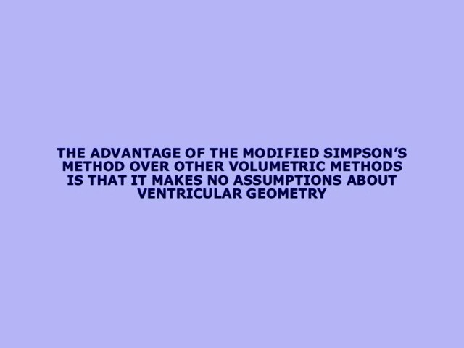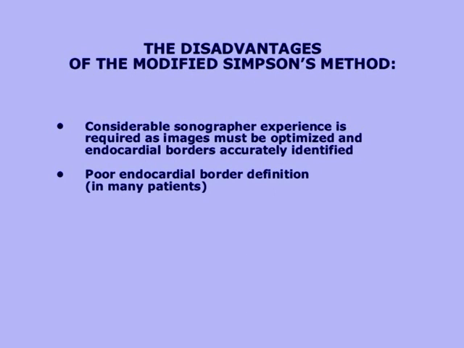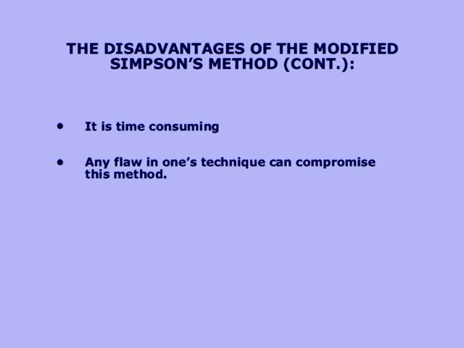The advantage of the modified Simpson's method over other volumetric methods is that it makes no assumptions about ventricular geometry. The disadvantage of this method is that considerable sonographer experience is required, as images must be optimized and endocardial borders accurately identified. Simpson's method can also be compromised by poor endocardial border definition in many patients. The method is also time-consuming, and any flaw in one's technique can compromise it.